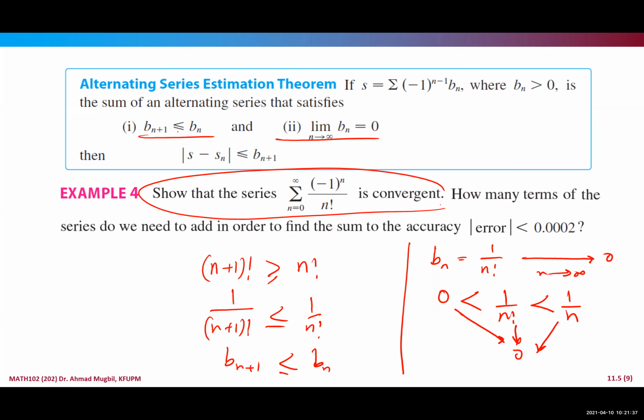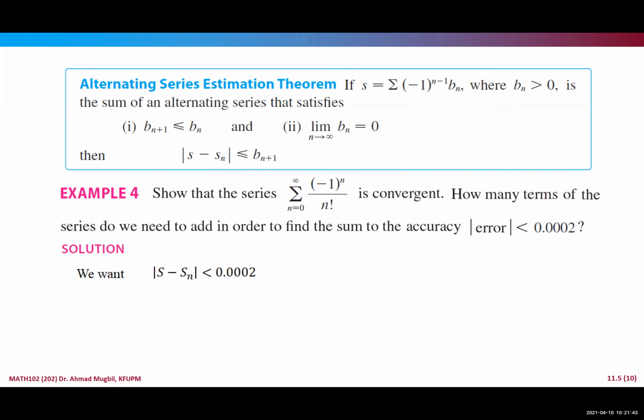This is not what we are talking about. What we are talking about is this: how many terms of the series do we need to add in order to find the sum to an accuracy where the absolute value of the error is less than 0.0002? Now, how many terms do we need? I advise you in such a case to write a few terms at the beginning to get an idea about what is going on.